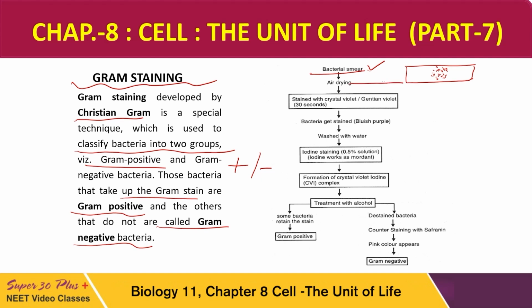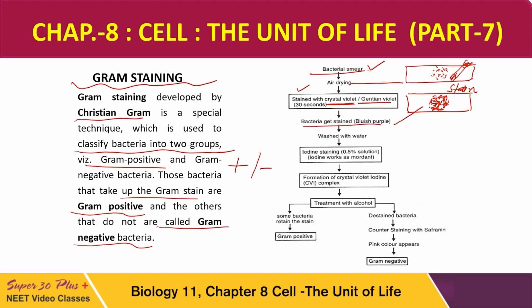Now on this, with the help of a dropper, we'll put the stain. The stain here is crystal violet, also known as gentian violet. This stain will be put here. What will be the result now? After staining for about 30 seconds, all the bacteria will take the stain and become dark in color. Their color will be violet. Bacteria get stained, they will become bluish purple or violet.